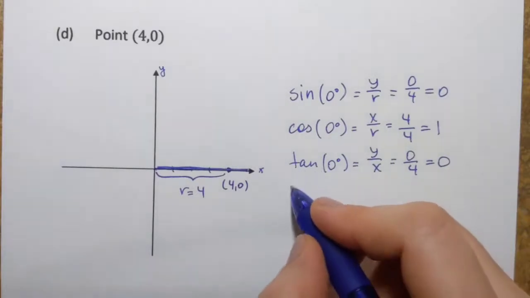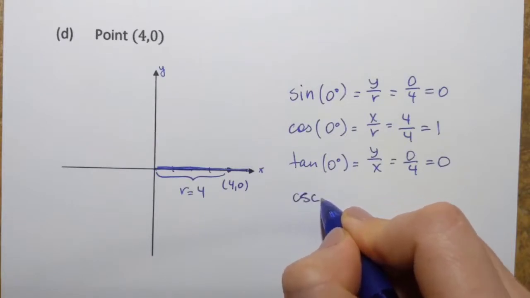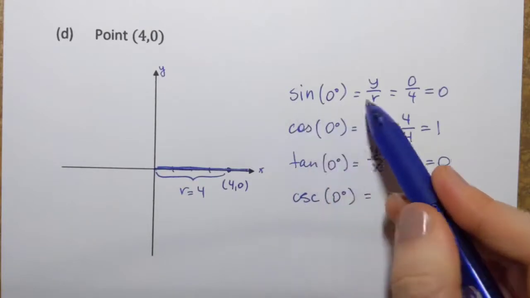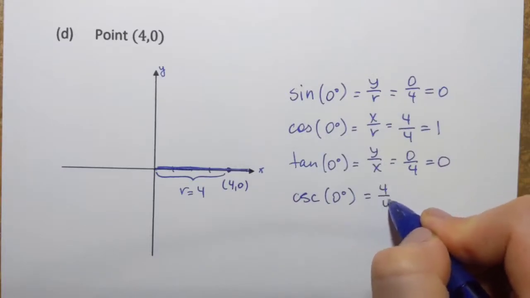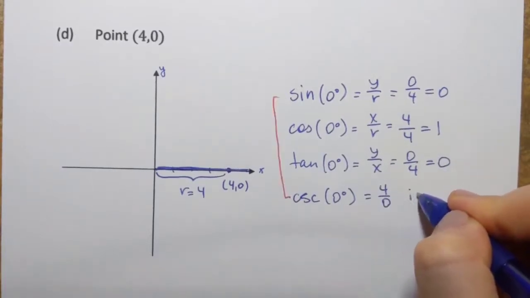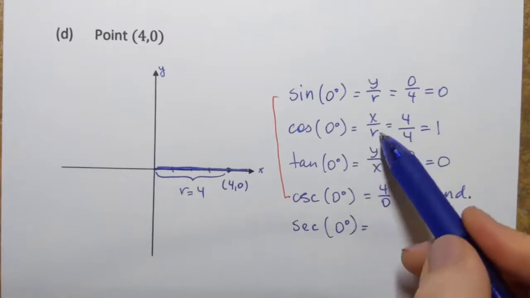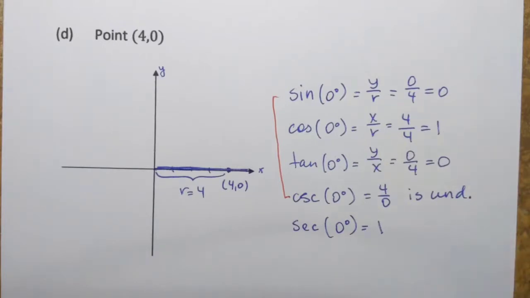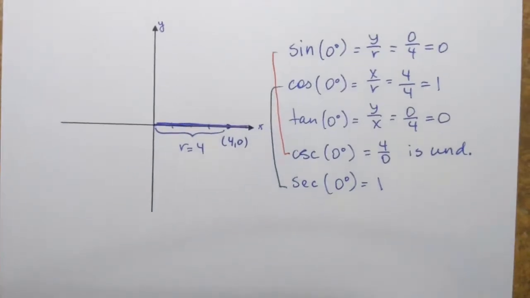And let's do the reciprocal functions. So cosecant, which is the reciprocal of sine: 0 over 4, I'll flip it and I'll get 4 over 0. That is undefined. Secant, which is the reciprocal of cosine. Here I have 4 over 4 or 1. Well, the reciprocal of 1 is 1. That was quick and easy.